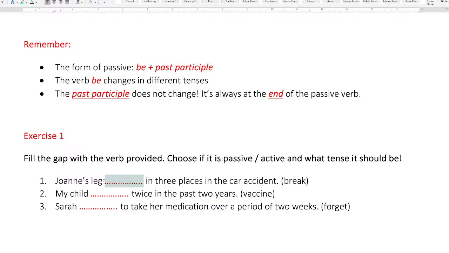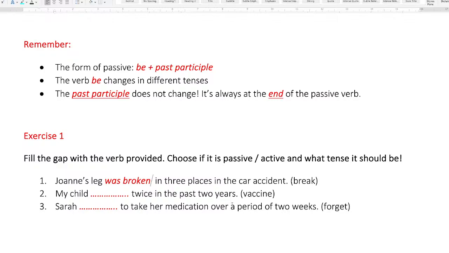So I'm going to use past simple, and past simple means I'm going to use was. All right? Because it's always the verb to be which changes and the past participle doesn't. I'm going to use the past participle of break, which is broken. That's it. Joanne's leg was broken in three places in the car accident.